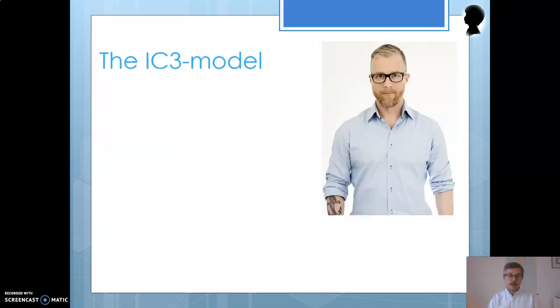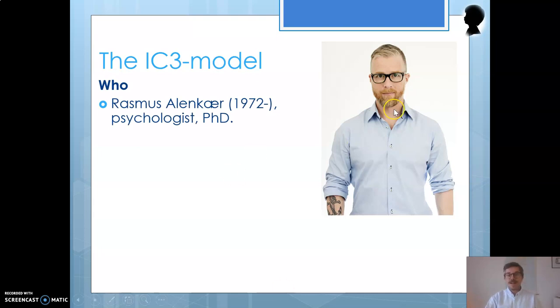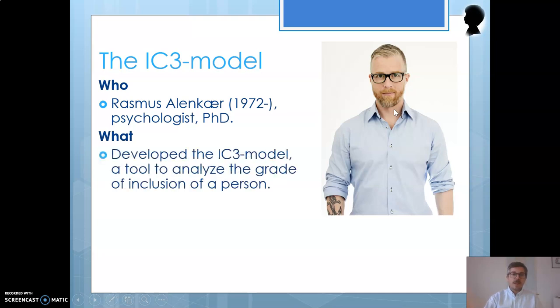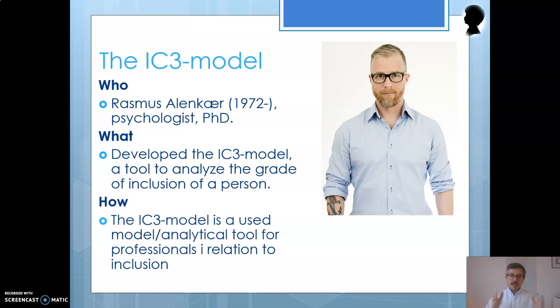The IC3 model is developed by Rasmus Alenkær. That's the guy here on the right. He's a psychologist and PhD. He developed the IC3 model, which is a tool to analyze the grade of inclusion of a person. It could be a child or an adult. The IC3 model is a used model and analytical tool for professionals in relation to inclusion.